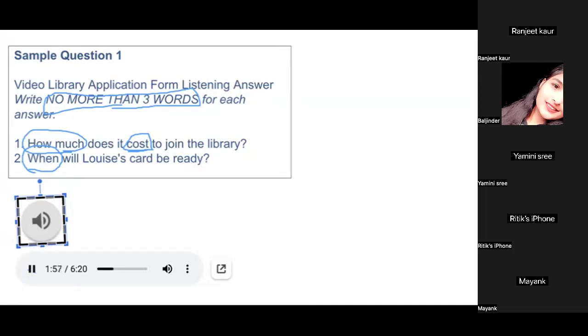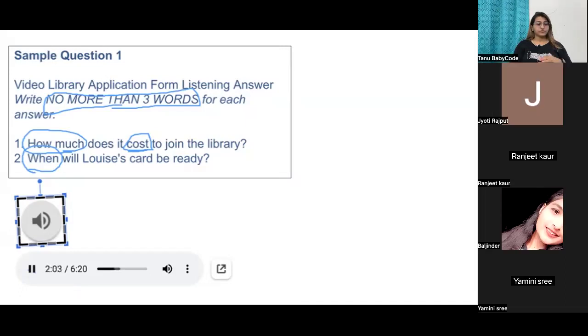Louise's surname is Jones, so Jones has been written on the form. Now we shall begin. You should answer the questions as you listen, because you will not hear the recording a second time. Listen carefully to the conversation and answer questions 1 to 5.